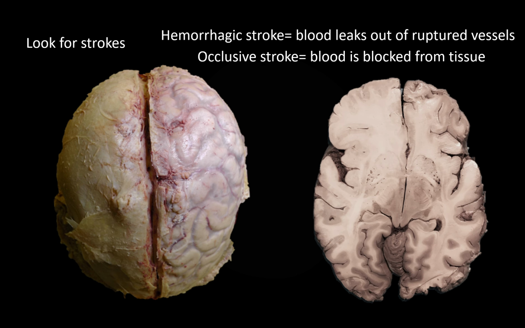So the other thing you want to look for is evidence of strokes. There are two kinds of strokes that you may find. One is a hemorrhagic stroke, where the blood actually leaks out of ruptured vessels and into the brain tissue or the surrounding tissue in different meningeal levels. And the other kind of stroke is an occlusive stroke, where blood is blocked from tissue.